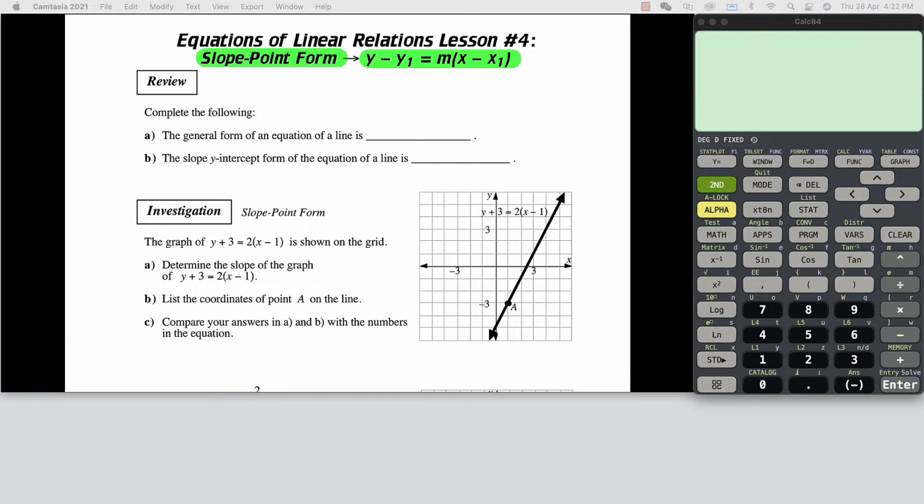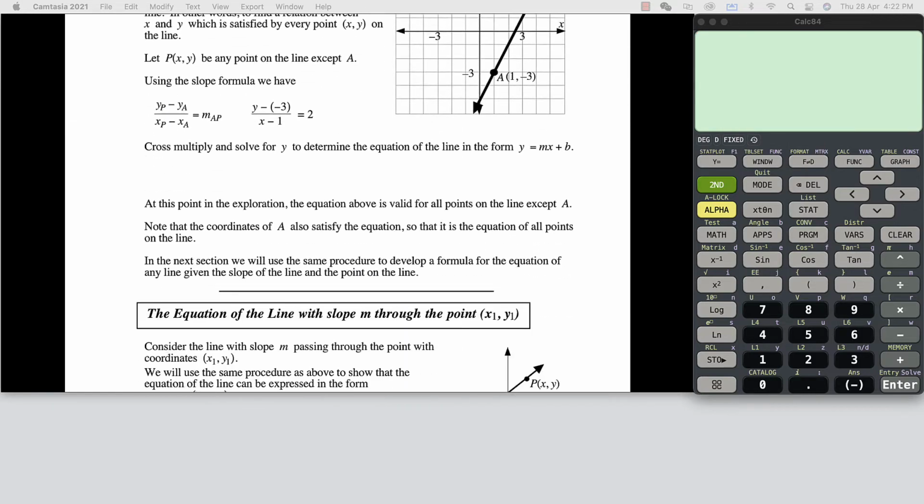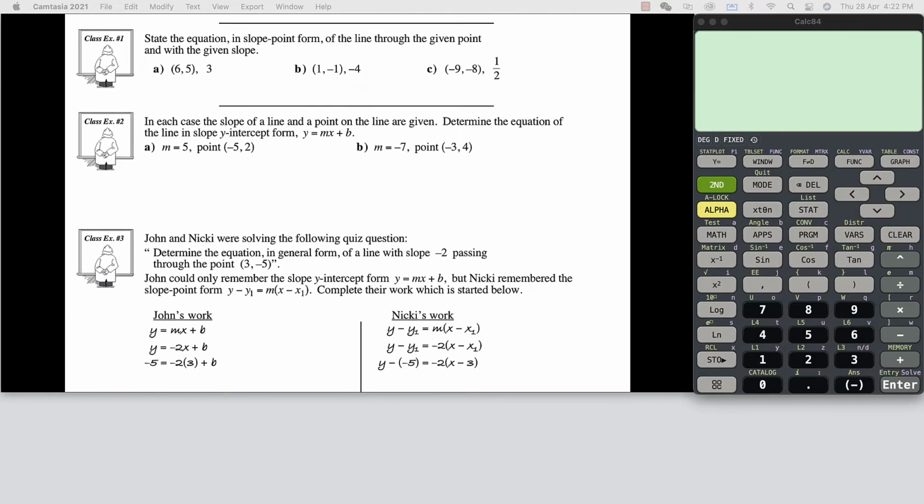Now, previous to this, we learned about the general form, which is ax plus by plus c equals 0, and the slope y-intercept form, which is y equals mx plus b. Each one of these different forms is useful in different situations, but we need to be able to move between them. I'm going to skip past the investigation and move right down into our examples.